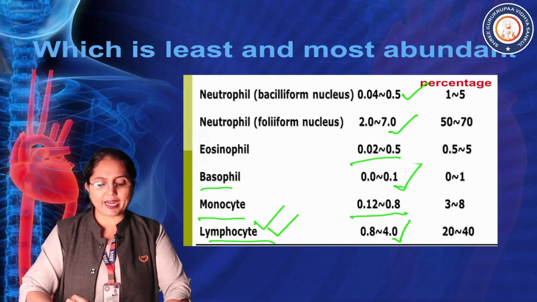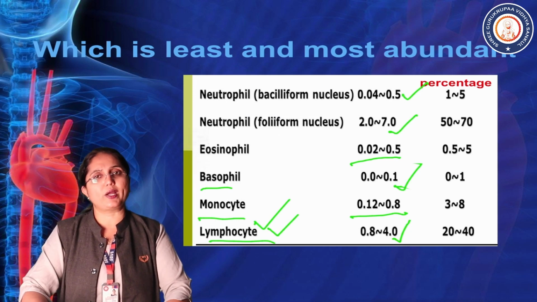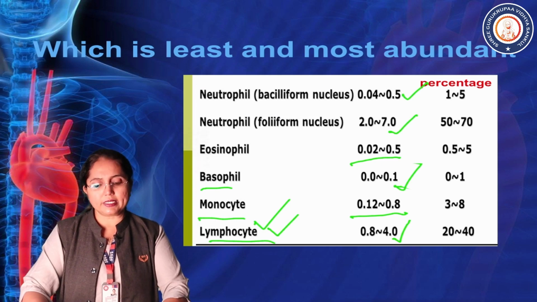So this lymphocyte engulfs all those components which are entering our body, which are called foreign materials, right, and gives us a very great immune system. So that's why the lymphocytes are quite more and the others are similarly a little less.